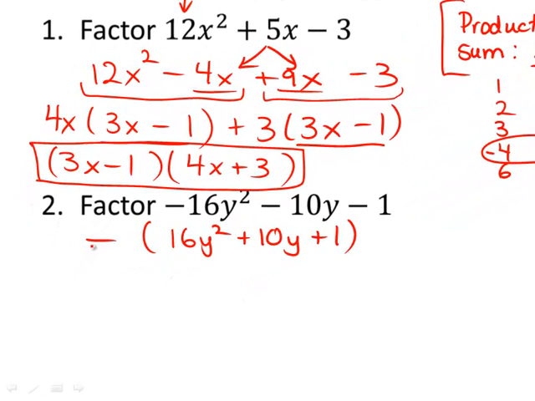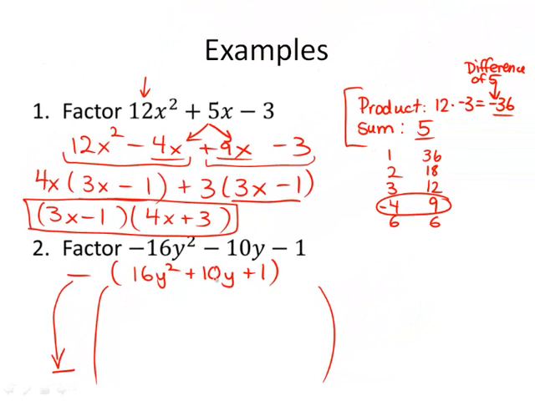So this guy is going to just hang out all the way to the end. It's not going to move, so make sure you include it. Lots of people forget it. Make sure you don't forget the common factor that you take out. So now, within that, we're going to work on factoring 16y squared plus 10y plus 1. Because the leading coefficient is something other than 1, we want to split the middle term into two numbers such that the product is going to be 16 times 1, which is 16, and the sum is going to be 10. So what two numbers multiply to 16 and add to 10?